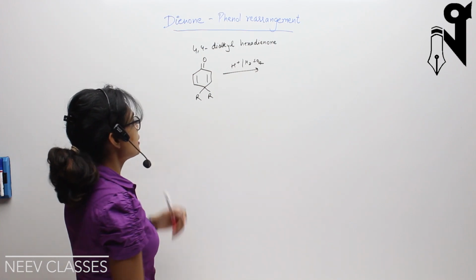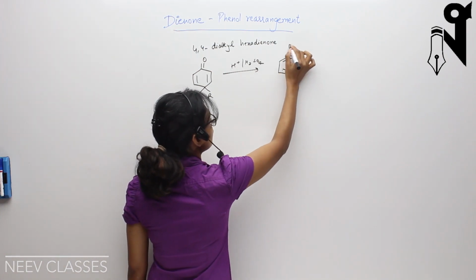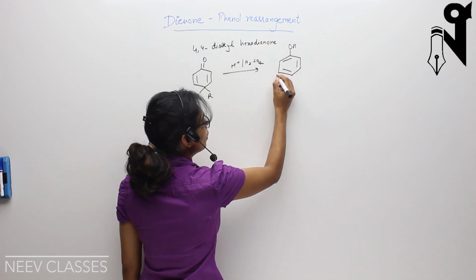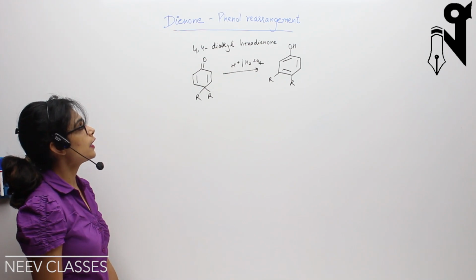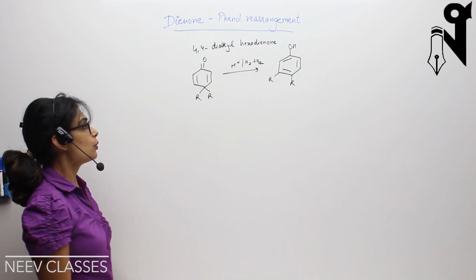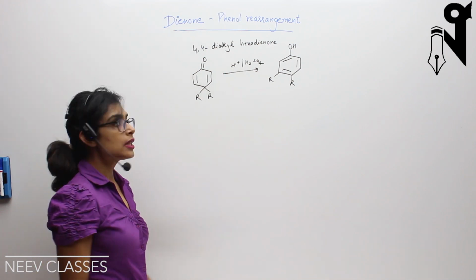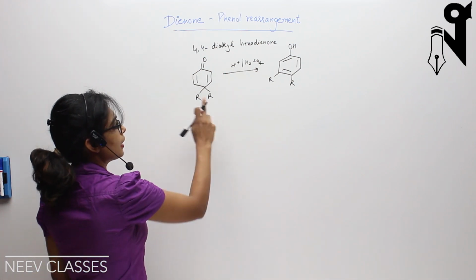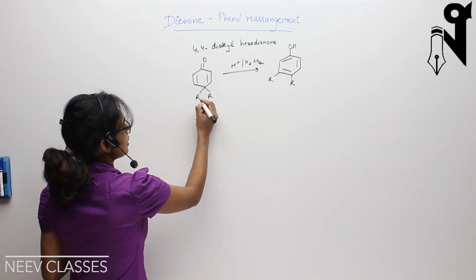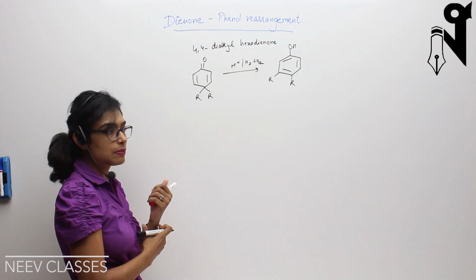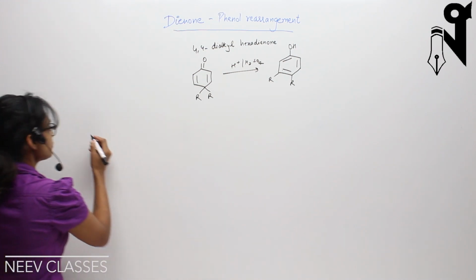So in the presence of acid, it will get converted into phenol, and the migration of the R group will take place. This rearrangement is called the dienone phenol rearrangement. Now we will understand how the mechanism of this reaction works. Instead of taking R and R, I'll be taking CH3 and CH3, or I can take both R groups as the same, doesn't matter. So let's take an example directly and then try to understand the mechanism.